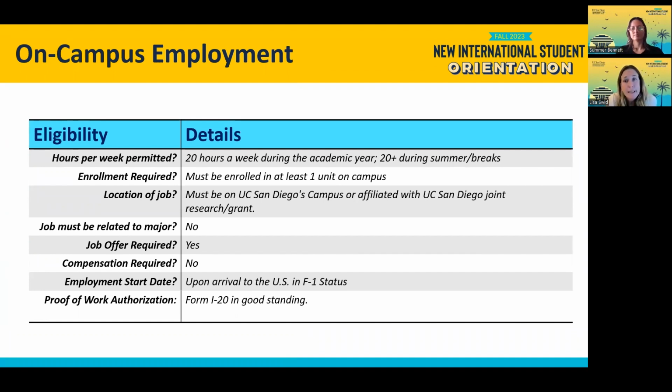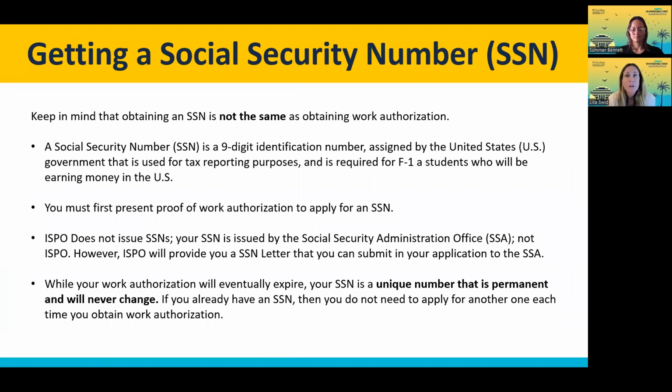Important to note is that any kind of paid employment would require you to apply for a social security number for tax purposes. So if you do get hired for a paid job, then your employer will request your social security number. A lot of students think that having the social security number is the same as having work authorization, but please note that those are two separate things. A social security number can only be used when it's paired with the proper work authorization through your on-campus employment or your CPT or OPT.